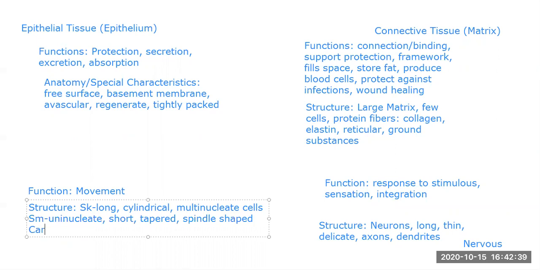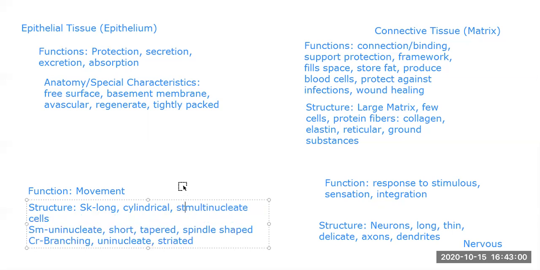Okay, and then the cardiac muscle cells. These cells are branching uninucleate cells. Oh, and they're also striated. They have stripes. That is something too that the skeletal muscle cells also have, striated. That has to do with the way the fibers within the cell are structured.